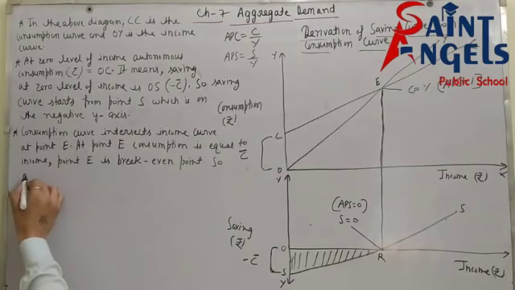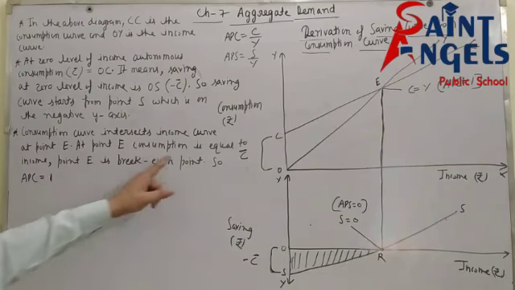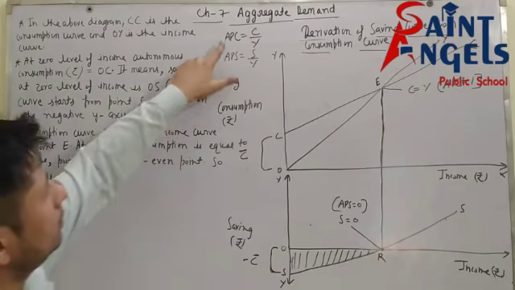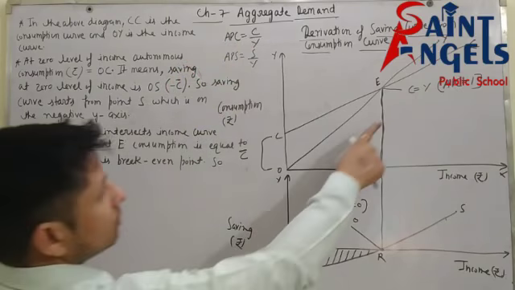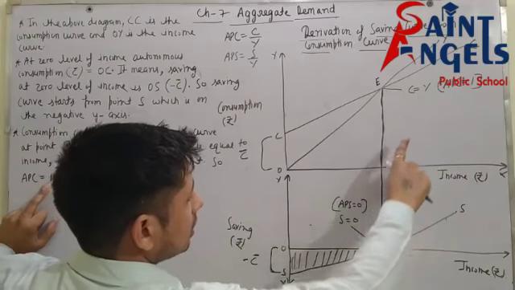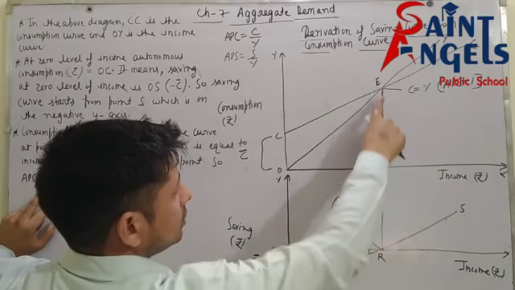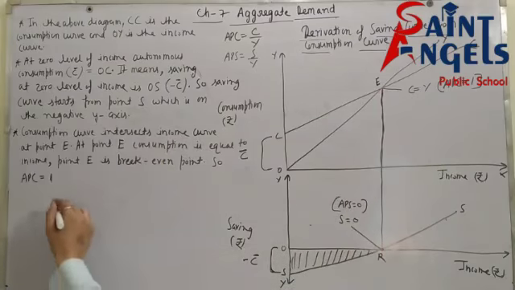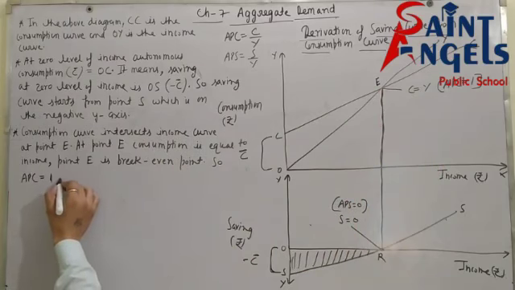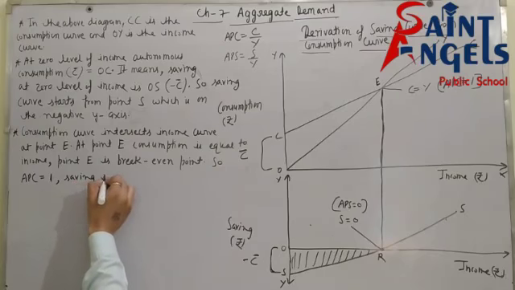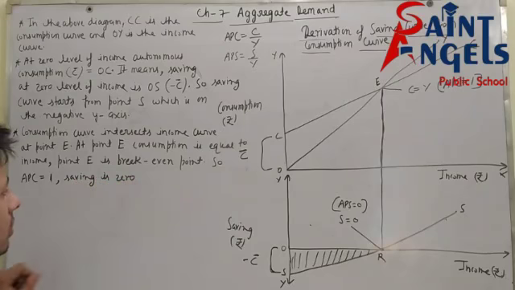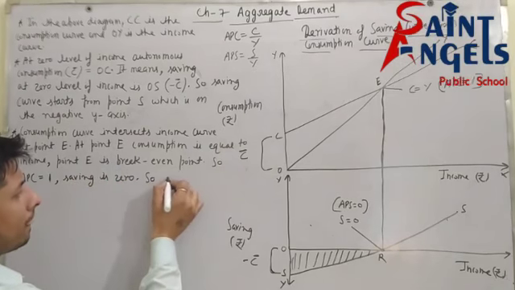So APC is equal to 1 because consumption is equal to income, and you know that the formula of APC is C divided by Y. So APC is equal to 1, and APS will be 0 corresponding to point E. APC is equal to 1, saving is 0.